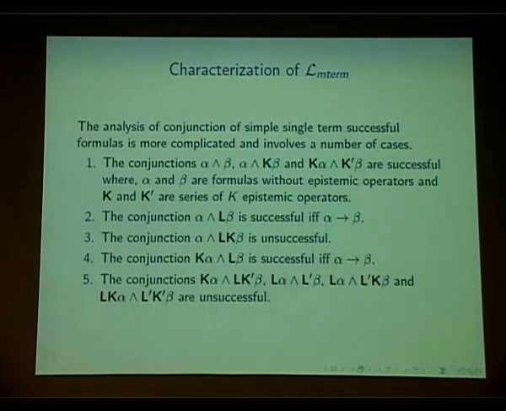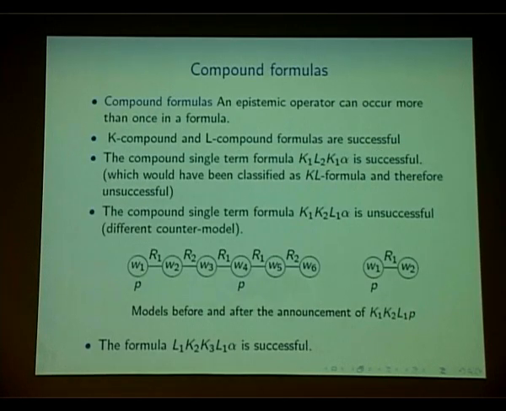You allow for only one occurrence of an epistemic operator. So things become more complicated when you have more than one occurrence of an epistemic operator. This is just to give you an idea why things become complicated in the compound formulas case, where we can allow for more than one occurrence. I think I'll skip this.